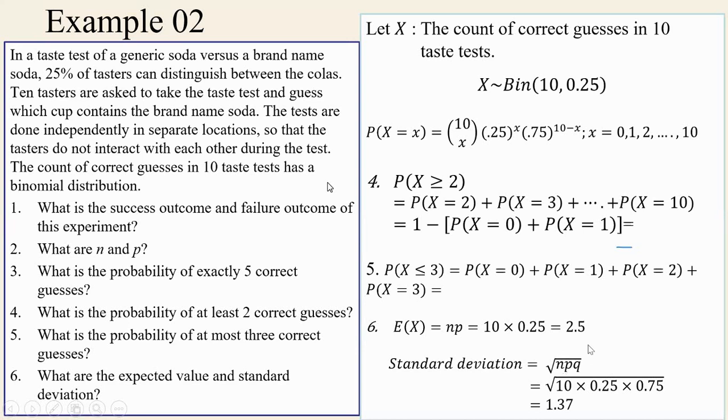There is this mean value, that means the testers identifying the correct guesses deviated from the mean value by 1.37 units, right?